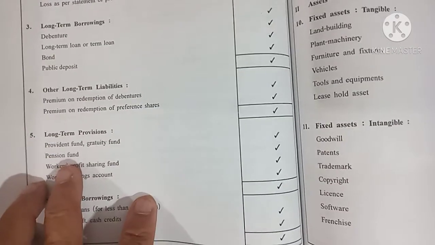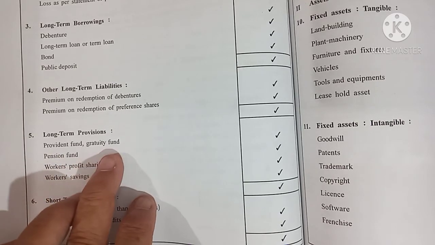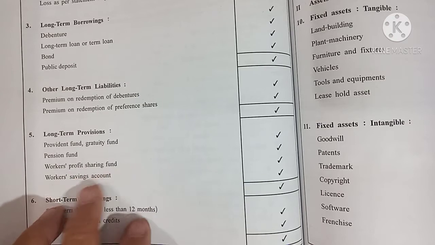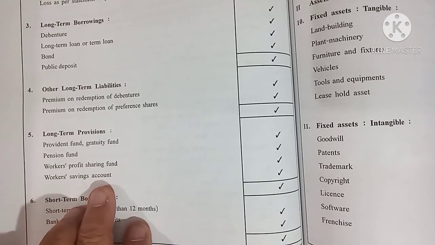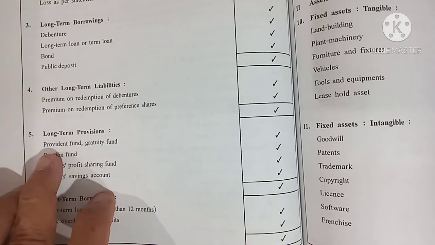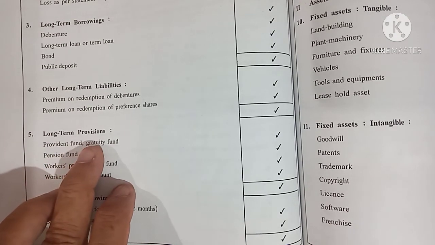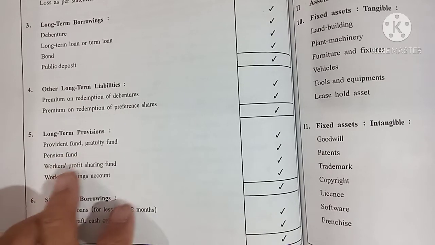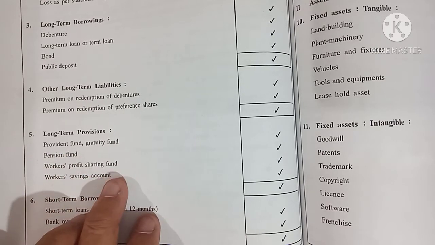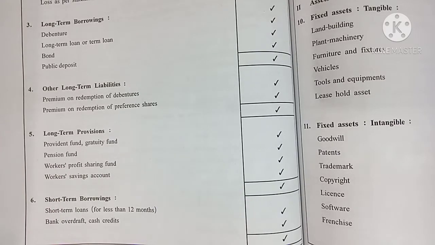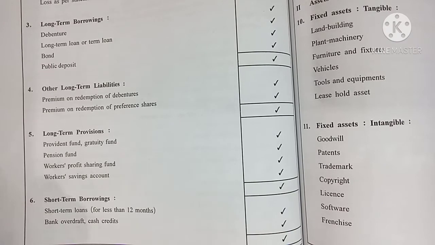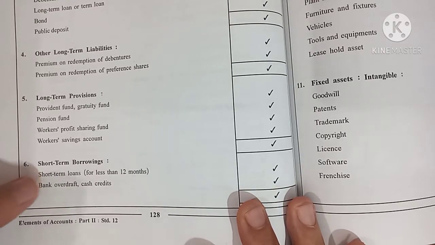And long-term provisions it's coming the provident fund or the gratuity fund, the pension fund, worker profit sharing fund, worker savings account. These are coming under the heading 5, long-term provisions. The provident fund, gratuity fund, pension fund, worker profit sharing fund. Worker profit sharing fund matlab the workers' money, and workers' savings account. These are workers' money.